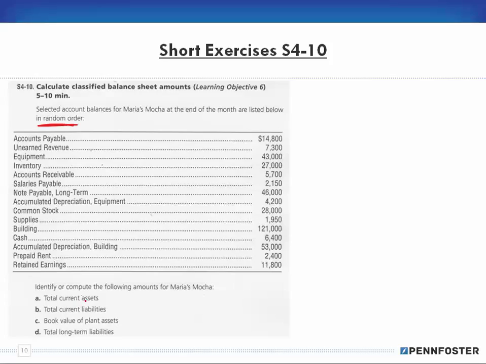So, first of all, we have to be able to identify what our assets are. Okay. So, let's see here. Equipment is an asset, inventory is an asset, accounts receivable, accumulated depreciation equipment, supplies, building, cash, accumulated depreciation, prepaid rent. Okay, those are our asset accounts, right? But you don't just go down through and add them all up because we're asking about our current assets, right? We're not talking about the long-term assets.